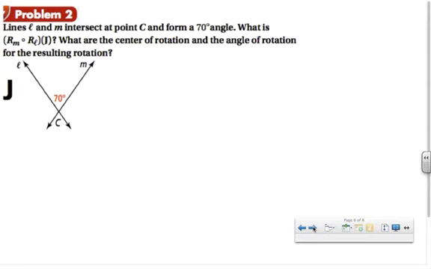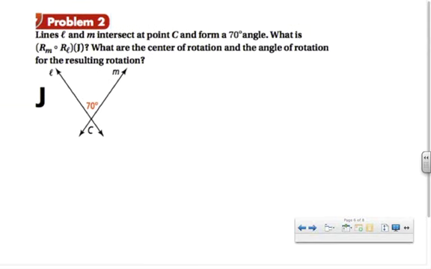Now what happens if I reflect stuff over intersecting lines, as indicated in problem 2? So here it's saying reflect the J, and there's the J. Reflect the J over line M, and then reflect it over line L. So if I reflect this J over line M, what I end up with is, it's kind of over here.